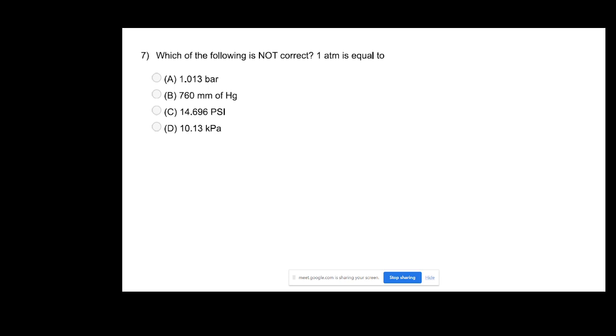Next question is, which of the following is not correct? 1 atm is equals to dash. So you need to remember the conversions of one unit to another unit. So 1 atmosphere is equals to 1.013 bar, which is correct. It can also be represented in terms of Pascal, which is 101325 pascals. Or it can be also represented as 760 mmHg.